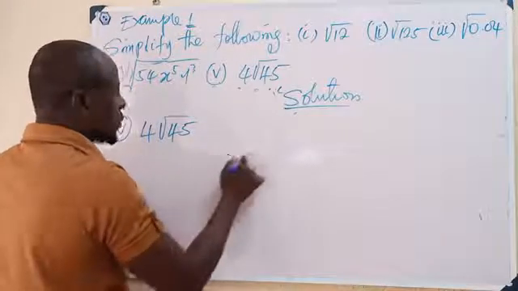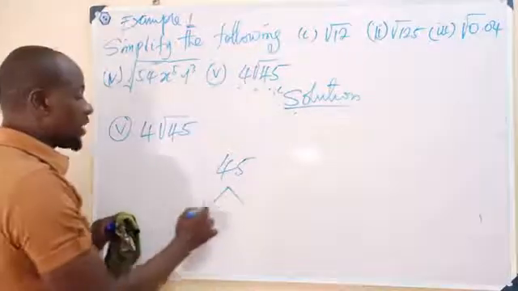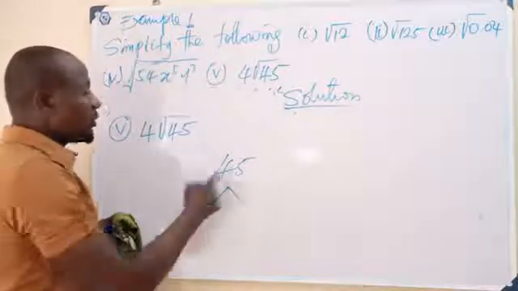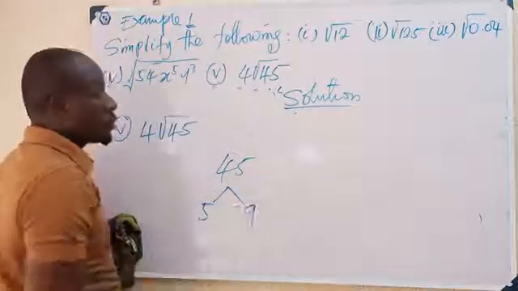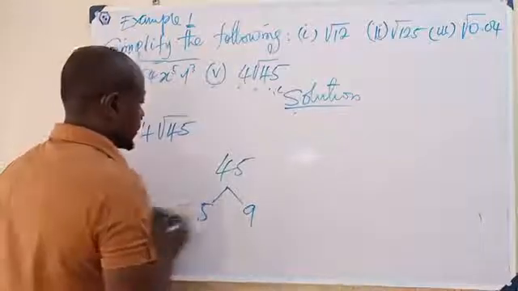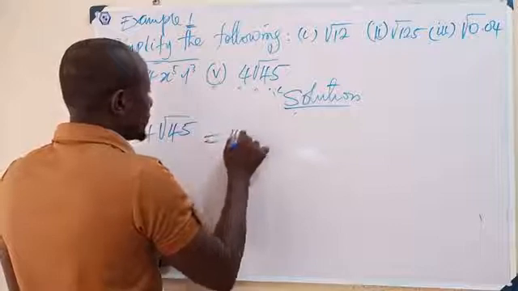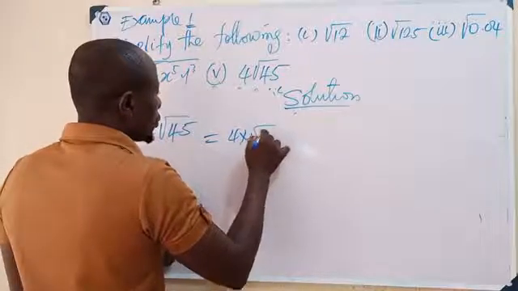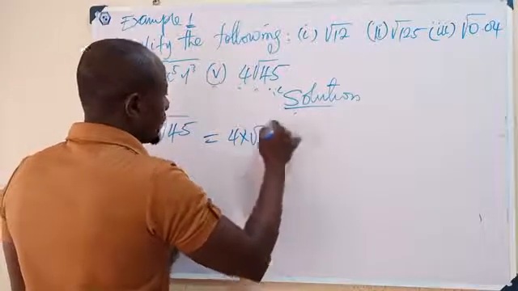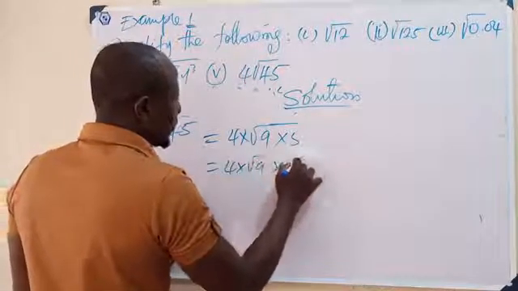Let's look at factors of 45. The last digit is divisible by 5, so you say 5. So 5 into 45 will give us what? 9. So 45 is 5 times 9. So this will give us 4 times root 9 times 5, so 4 times root 9 times root 5.